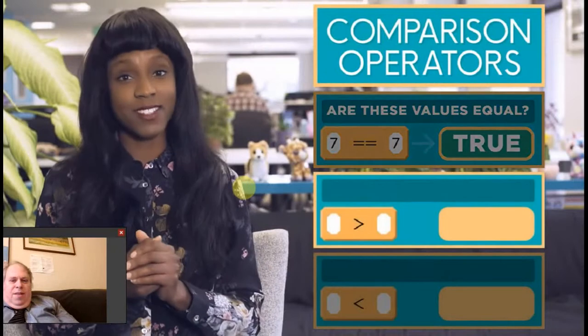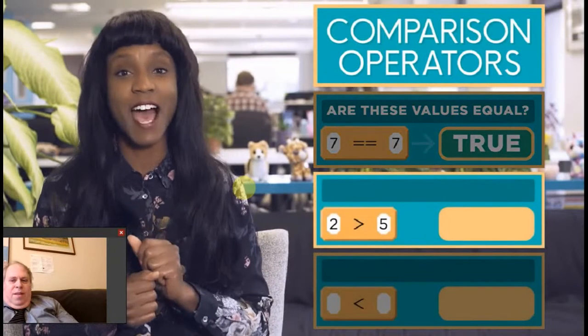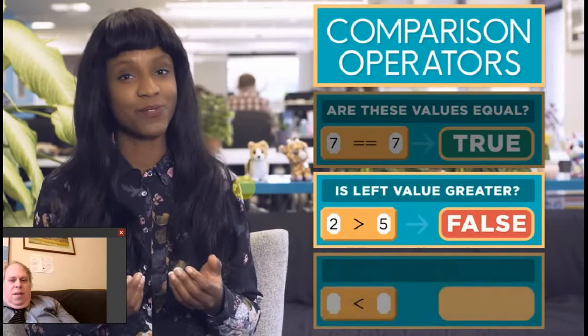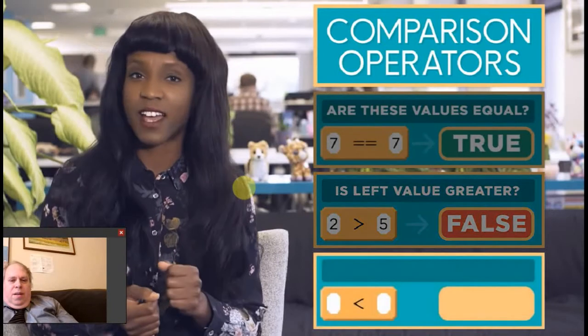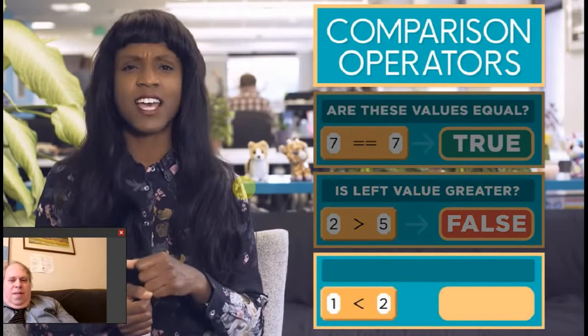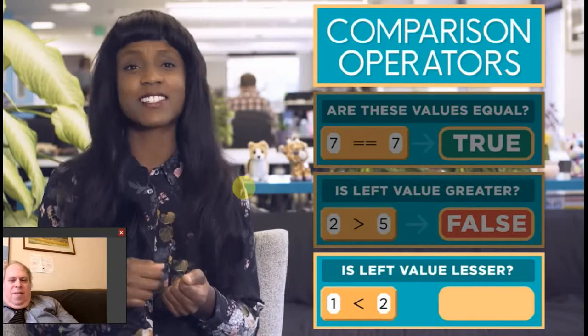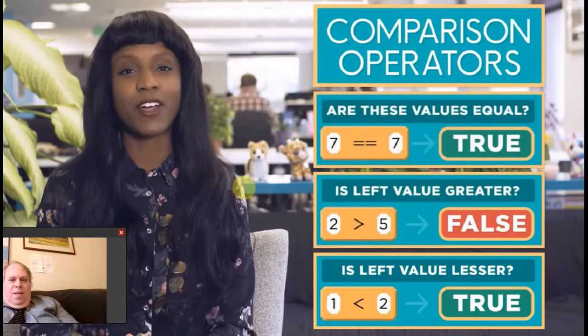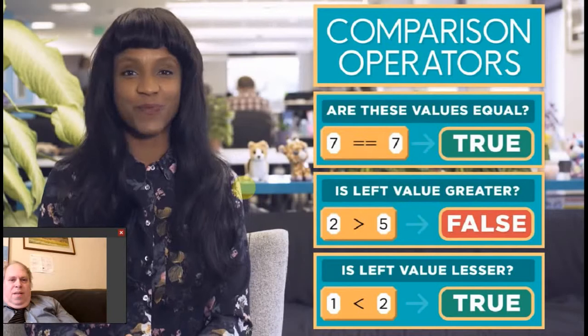The greater than sign compares 2 values and asks if the value on the left is greater than the value on the right. And finally, the less than sign compares the 2 values and asks if the value on the left is less than the value on the right. For each comparison, we will get either a true or false answer.